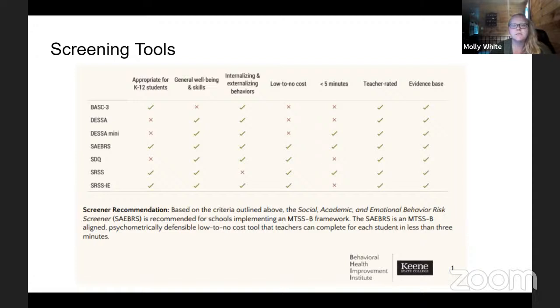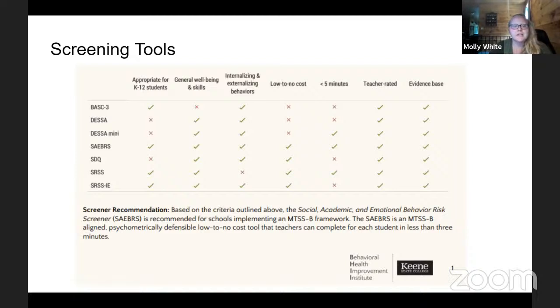But if you're more interested in purchasing or implementing a universal screening tool, our partners at the Behavioral Health Improvement Institute at Keene State College have completed a review of some common screening tools. And each of these that you see on the left-hand side, it starts with the BASC-3 and goes all the way down to the SRSSIE. Each of these are teacher completed, which means that the teacher would take time and fill it out for each individual student. And across the top, you'll see some items that they reviewed, whether or not it's appropriate for K-12.